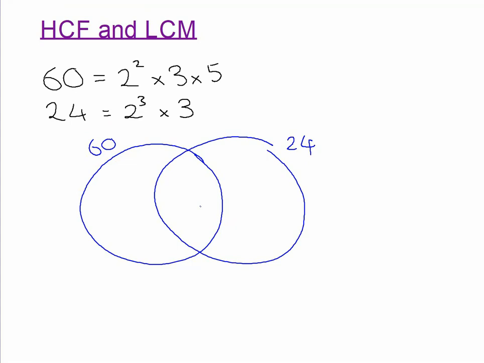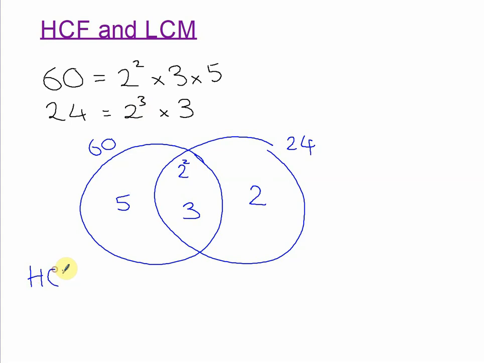So we just have to look and say, right, this common ground, what's common to both of these? Well, they both have 2 squared in, so I'm going to put 2 squared. They both have a 3. But what else has 60 got? Well, 60 has got 2 squared and a 3. That's already there. It's got a 5. What about 24? Is there anything missing from 24? Yeah, there's a 2. Now it's 2 times 2 times 2. And a 3.